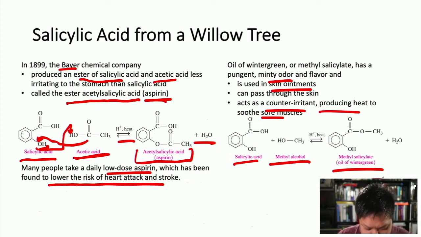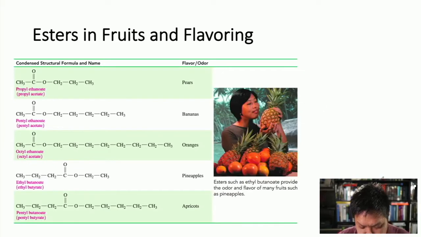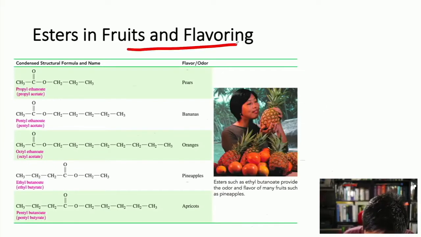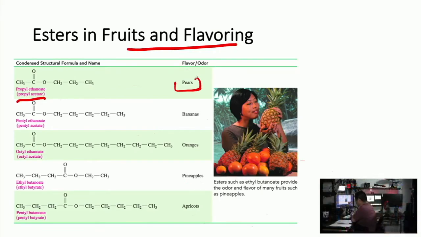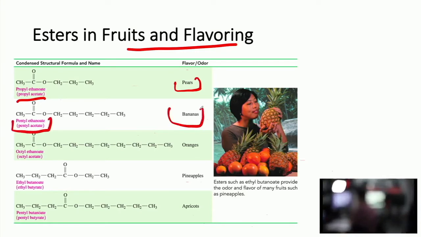Oh, speaking of smelling like bananas, there are esters in fruits and flavorings, right? So propyl acetate or propyl ethanoate is the smell you smell in pears. Pentyl ethanoate or pentyl acetate is the smell you smell in bananas. Yes, we definitely did that.